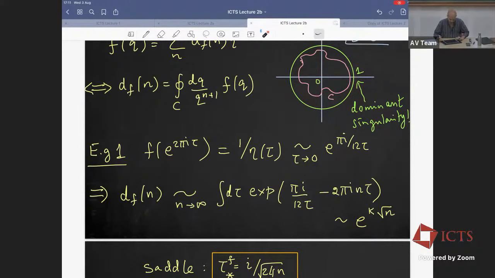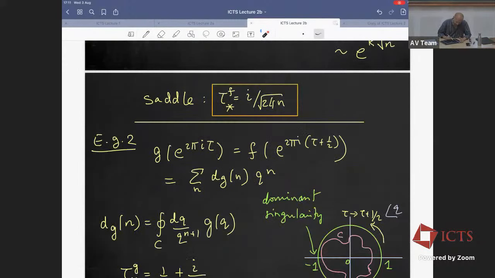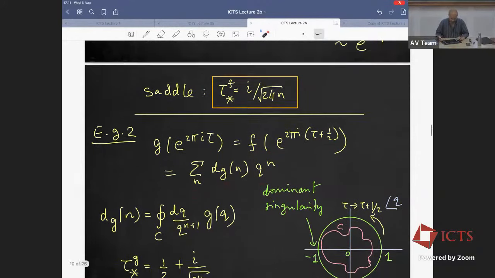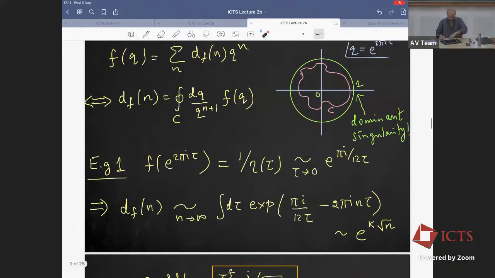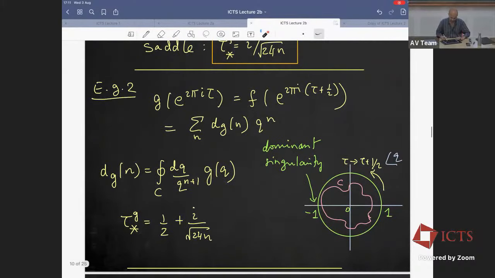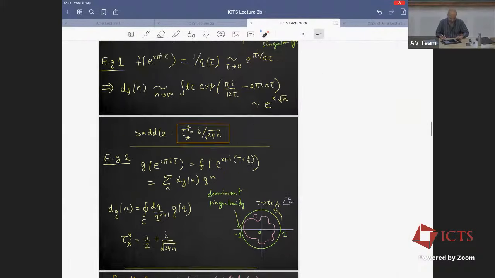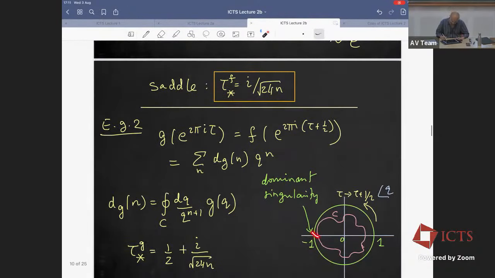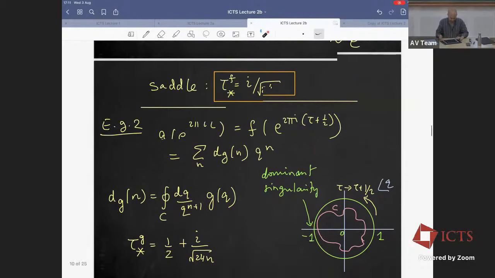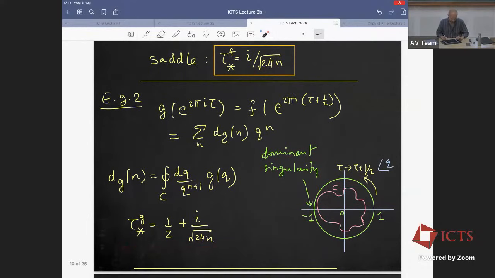Okay, pretty good. Now let's do another example, which is G, which is the same F, except the tau is shifted by a half. You call that DG. All these things are exactly the same, except that because tau goes to tau plus half, I have to rotate that picture by 180 degrees. Maybe I can show you both at the same time, like that. So the dominant singularity now is here because it's the same function. The tau saddle point is half plus the same saddle point.